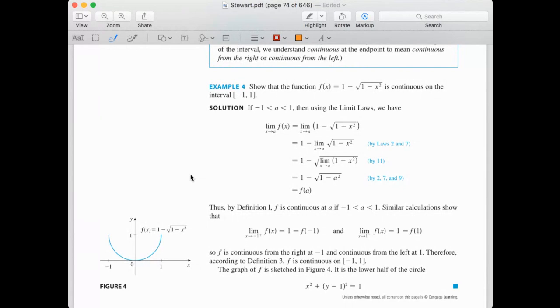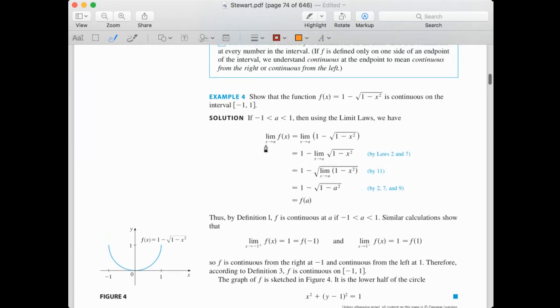Okay, let's see this example. This example says show the function f of x equals 1 minus the square root of 1 minus x squared is continuous on the interval from -1 to 1, included. So this is using brackets. Brackets mean the interval includes the -1 value and includes the 1 value.